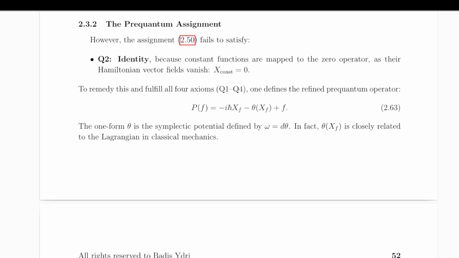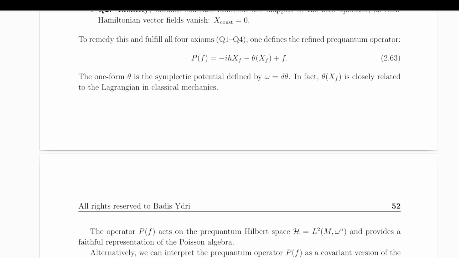However, this first attempt is incomplete. It fails to satisfy one important requirement, namely, that the constant function 1 should map to the identity operator. Since the Hamiltonian vector field of a constant function vanishes, this assignment would send constants to 0, not to the identity. To correct this, geometric quantization refines the operator assignment.